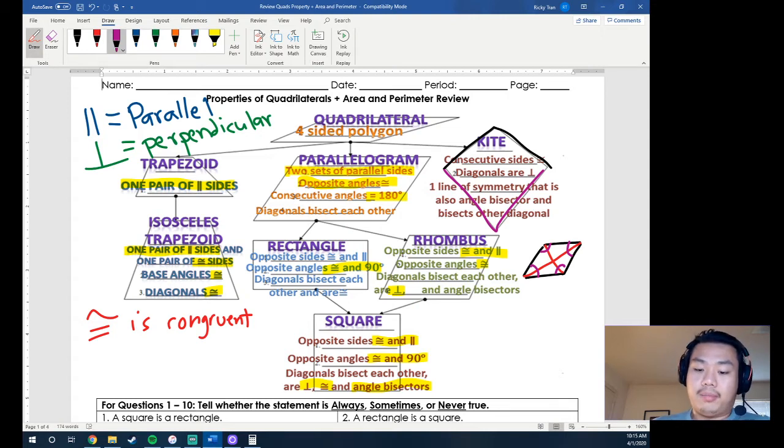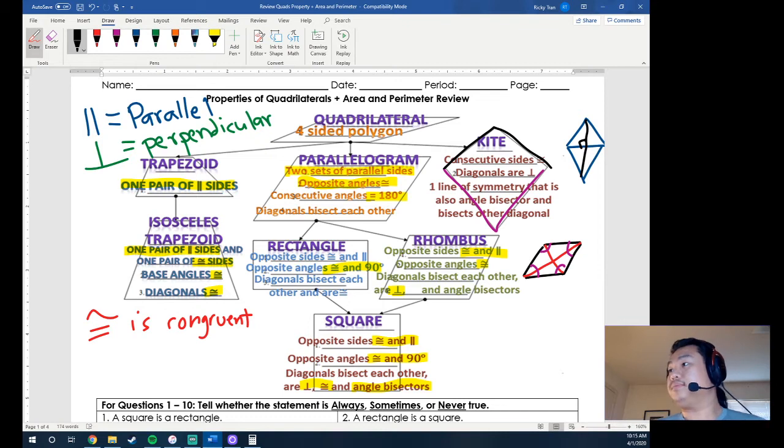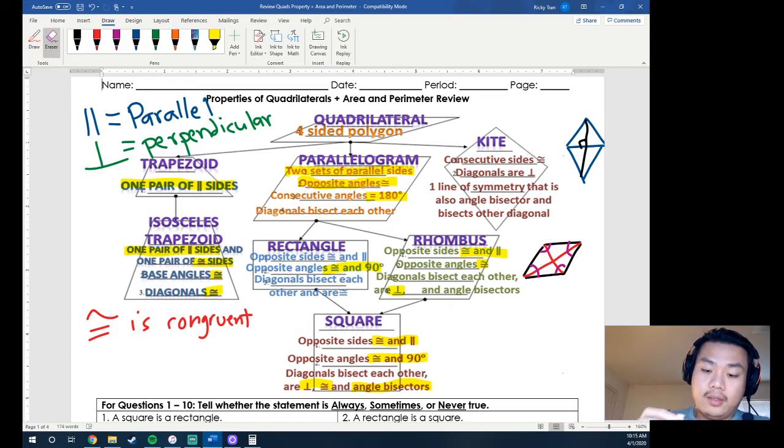Diagonals are perpendicular, which means they create a 90-degree angle right there. A kite has one line of symmetry, which means this line right here, the black line, is the symmetrical line, which cuts the kite directly into two equal parts. It's also an angle bisector, and it bisects the other diagonal line. Again, that's what the 90-degree angle shows. Again, angles are cut.